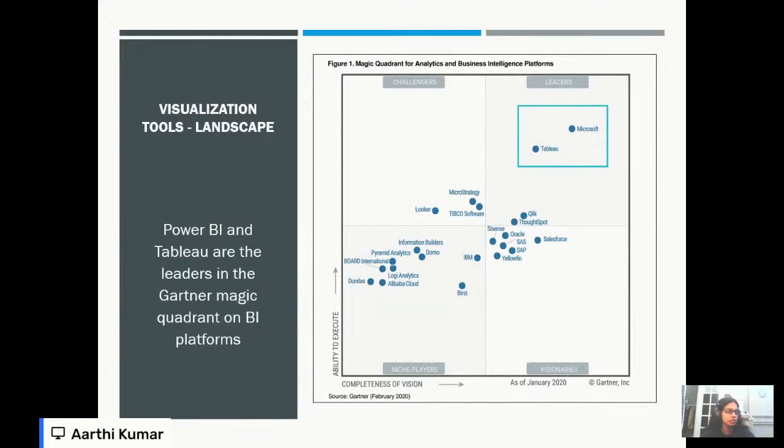Okay, visualization tool landscape. This is a magic quadrant by Gartner, released in 2020. So Power BI and Tableau, if you can see here, are the leaders in this BI space. So today we will be looking at Tableau, but as much as possible, the visualization principles, the design principles are the same. And they are tool agnostic. So today we will be covering Tableau, but you can do the same thing in Power BI or in any of the open source tools like Matplotlib or RShiny.